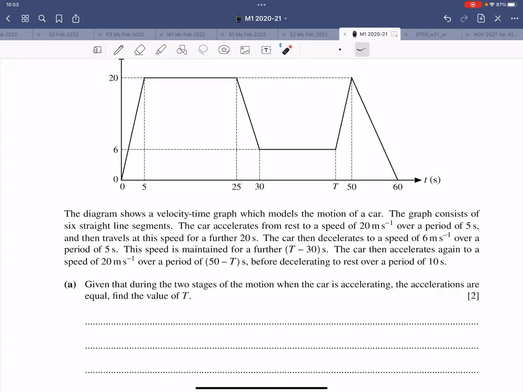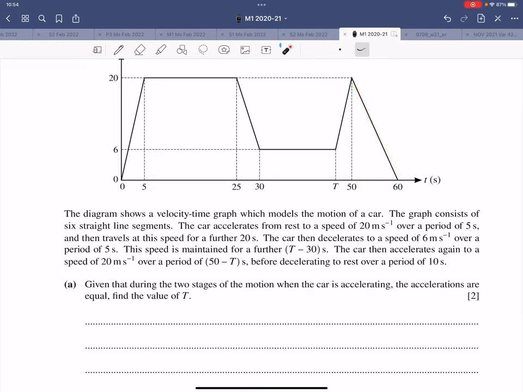The speed is maintained for a further t minus 30. The labeling is t, this is 30, so this is t minus 30. Then from t to 50, it's accelerating. 50 to 60, it's decelerating.